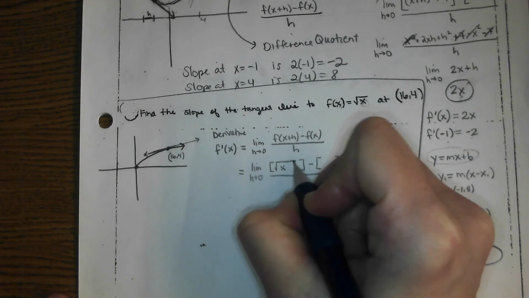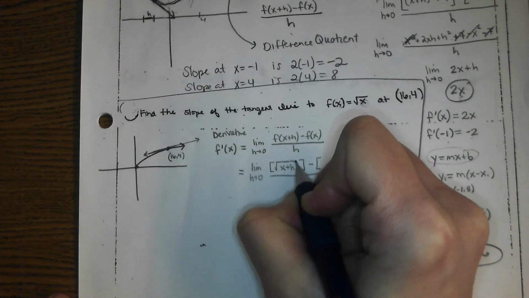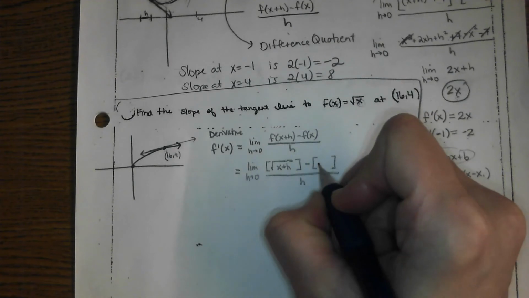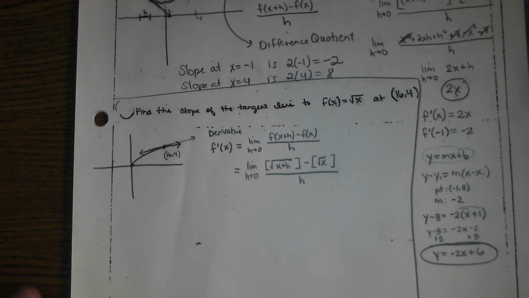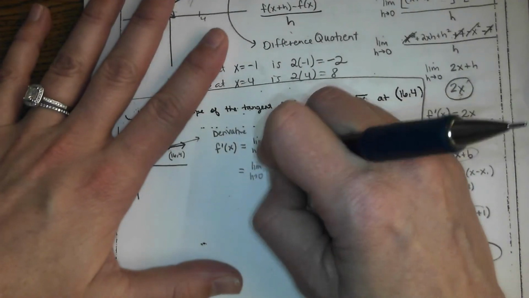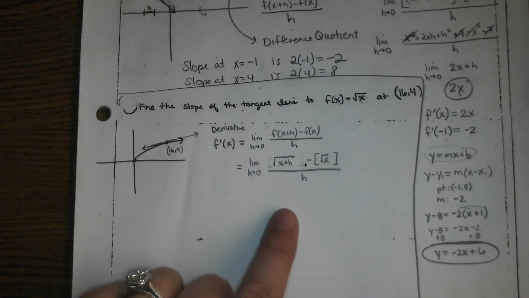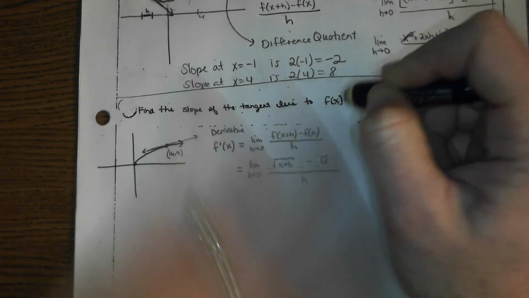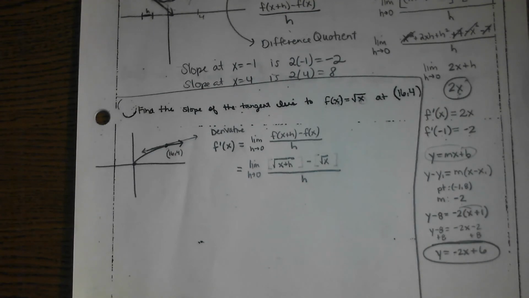So x plus h would still be under the radical. Minus f of x is just minus root x. You just copy that function over, all over h. I put those brackets in there for organizational purposes. If these were polynomials, that would be more helpful. But to be truthful, the radicals keep that x plus h grouped together anyway, and you don't really need those brackets.